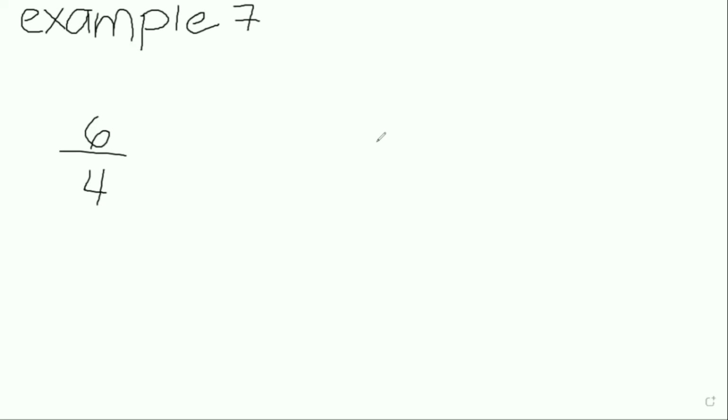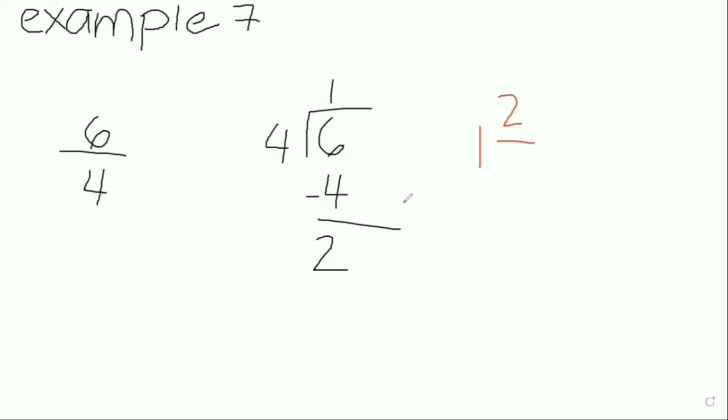Our seventh example is 6/4. So 6 divided by 4 equals 1. 1 times 4 is 4. And then 6 minus 4 is 2. So our answer will be, the whole number is 1 because that is the quotient. The numerator is 2 because that is the remainder. And then just copy 4 as the denominator. So the answer is 1 and 2/4.